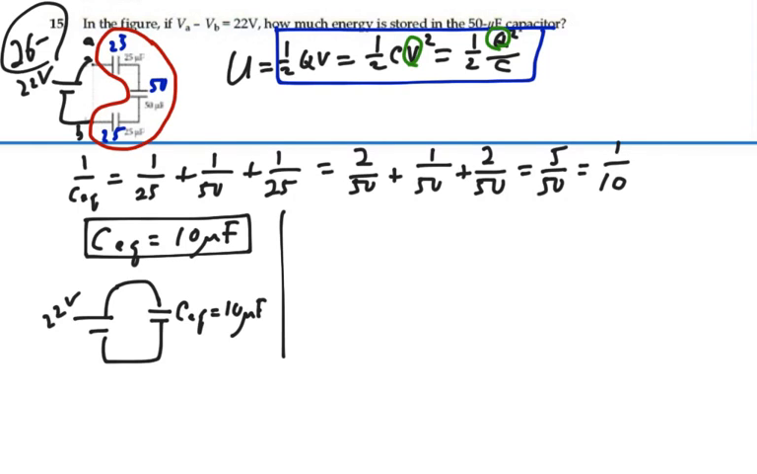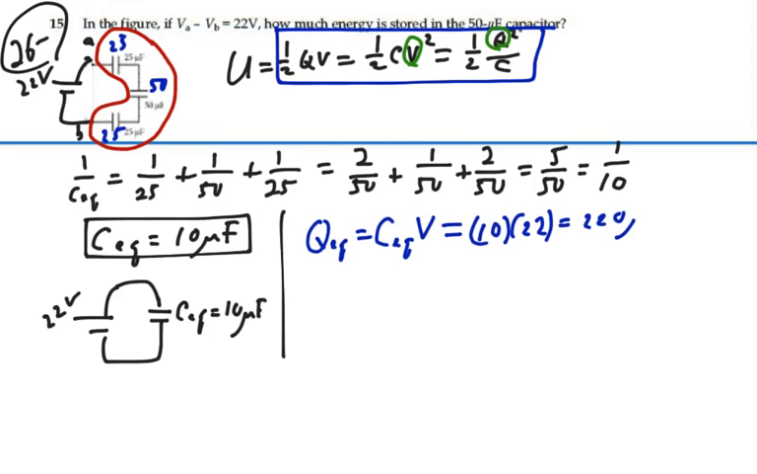Alright, well, the charge on that C equivalent is equal to the C equivalent times its voltage. And we know there's 22 volts across it, so that would be equal to 10 times 22, or 220 microcoulombs. So we have 220 microcoulombs across the equivalent capacitance, but we know that capacitors in series have the same charge, and they have the same charge as their series equivalent. So the charge on the 50 microfarads is going to be equal to the charge on the equivalent, which is 220 microcoulombs.